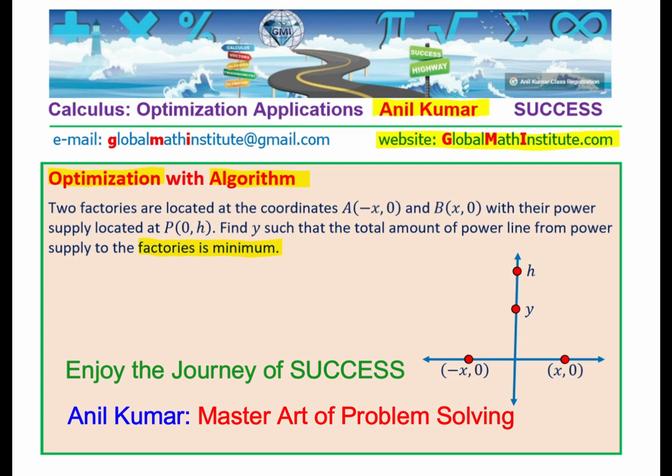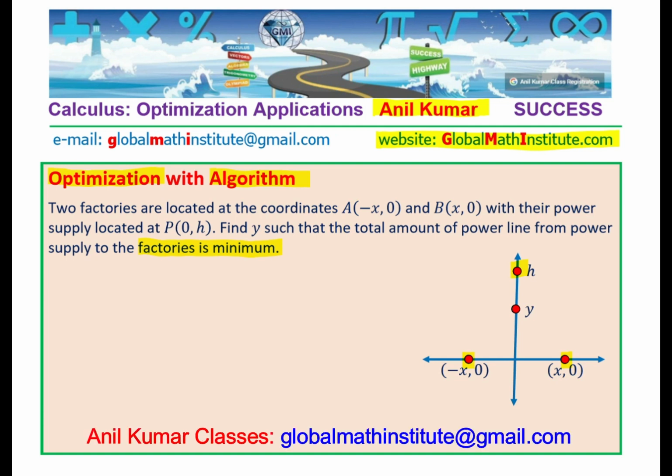So the two factories are located. The diagram is already given to you. Coordinate points are also given. Coordinate points will help us to solve this particular question, and h is the power point p, which is h units away, right? So let me write down p here as the power point and the two factories a and b. So that becomes the diagram.